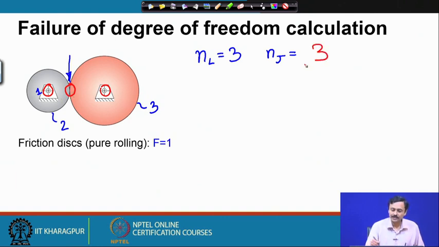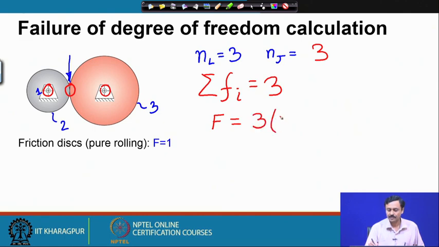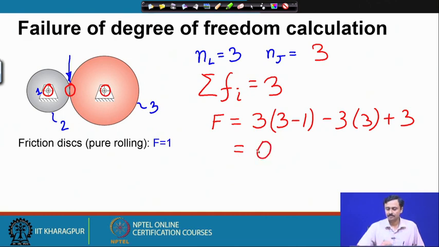So, there are 3 kinematic pairs, and when I come to degree of freedom of individual kinematic pair, this revolute has 1, this revolute has 1. So, 1 plus 1, 2, and this has only 1 degree of freedom because it can only allow rolling, no slipping. So, only rolling. So, summation of degree of freedom of the kinematic pairs is 3. So, degree of freedom calculation says 3 times number of links minus 1 minus 3 times number of joints plus 3. So, that turns out to be 0. So, the degree of freedom calculation says this is a structure, but we know that this is not a structure, this can rotate.